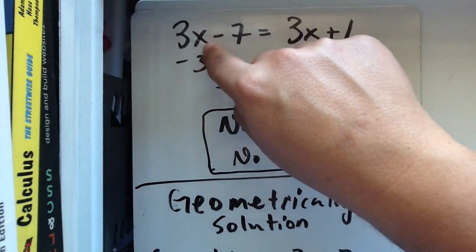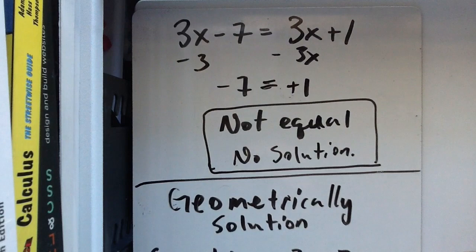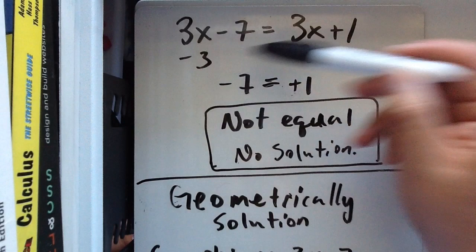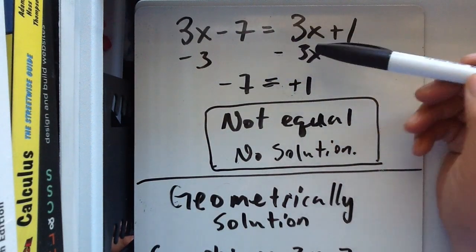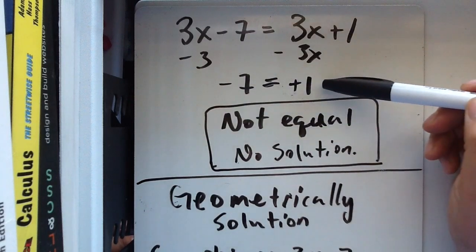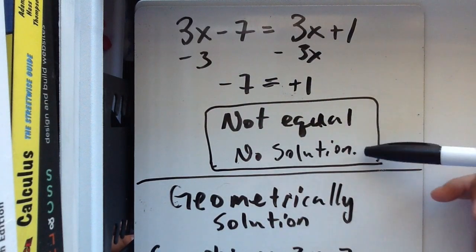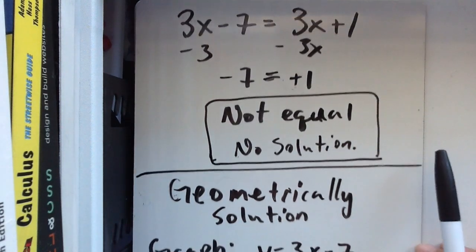So, let's begin with removing this piece of yarn. There we go. This was, I believe, problem number 1. 3x minus 7 is equal to 3x plus 1. If I solve it algebraically, I remove 3x from both sides, and I'm left with negative 7 equals positive 1. Well, we know they're not equal, and if they're not equal, that means there's no solution between these two expressions, right? Now, geometrically, what does that look like?